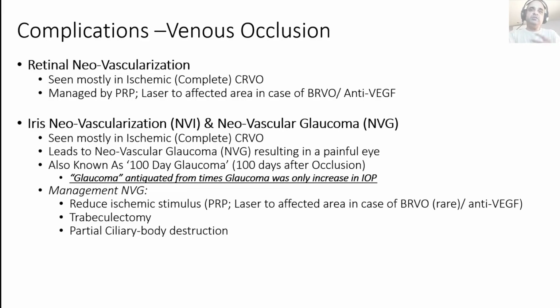In brief, you need to reduce the stimulus that is causing retinal and iris neovascularization, which is using PRP or laser to the affected area if it's a BRVO leading to neovascularization of iris, which is a rare event, or anti-VEGF injection. Then you do trabeculectomy because medicines don't work. We talked about trabeculectomy in the angle closure glaucoma discussion. And partial destruction of the ciliary body if trabeculectomy is not successful. Again, this is discussed in a little more detail in the angle closure glaucoma discussion.